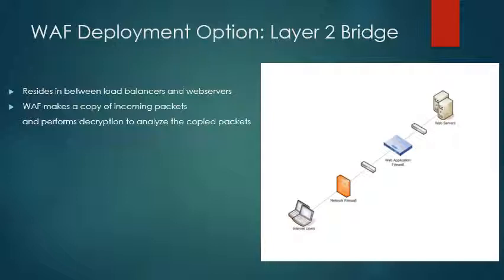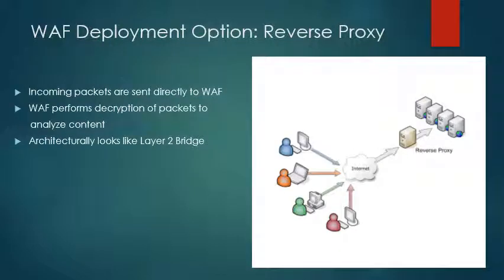A reverse proxy works a bit differently, as incoming packets are sent directly to the WAF, where it then decrypts each packet in much the same way as a Layer 2 bridge, analyzing the packets, validating and discarding packets where appropriate.